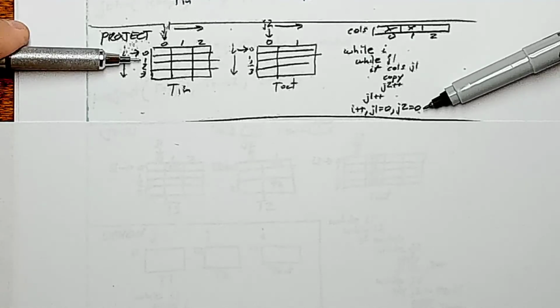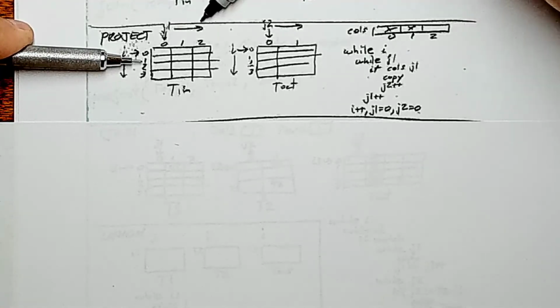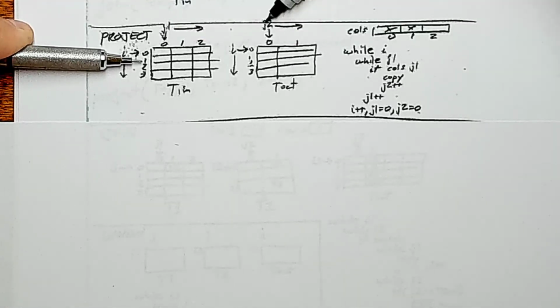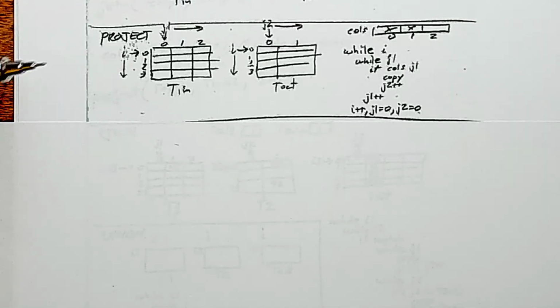Anyway, I1 increments to the next row, and then you scan across looking for selected fields, and if they're selected, you copy the data over and move the J1 iterator down. That's pretty much it. Okay, that's that one.